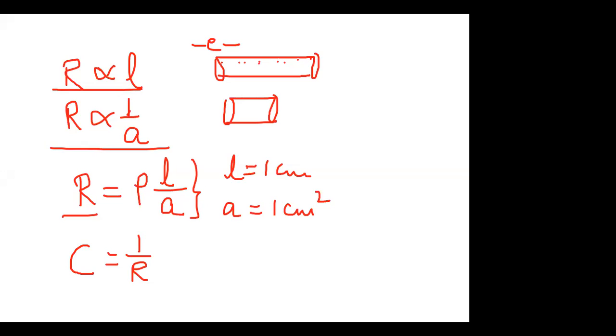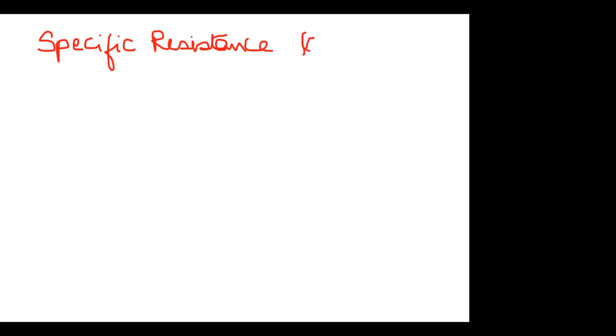Now, if C is equal to 1 by R, then what is specific resistance equal to? This is what we are going to discuss right now. Specific resistance is understood as the resistance offered by 1 centimeter cube of a solution. This specific resistance is designated by kappa. And this kappa is equal to the reciprocal of rho, the specific resistance.